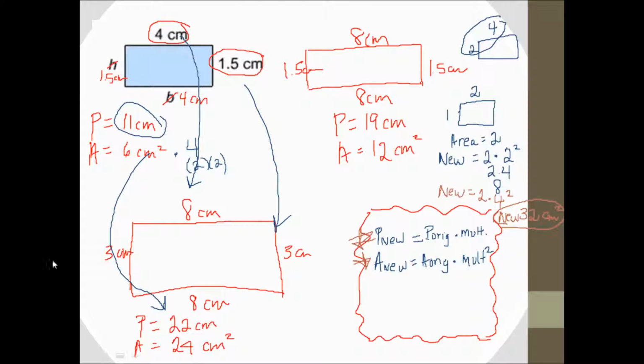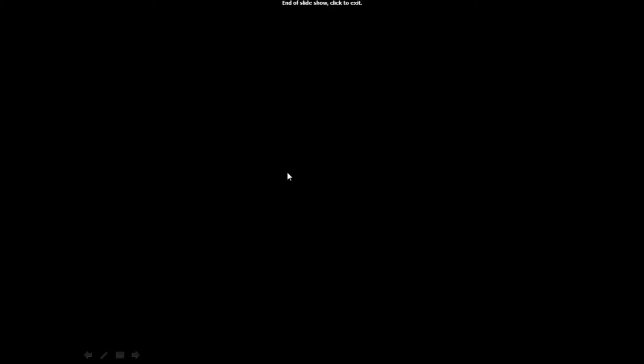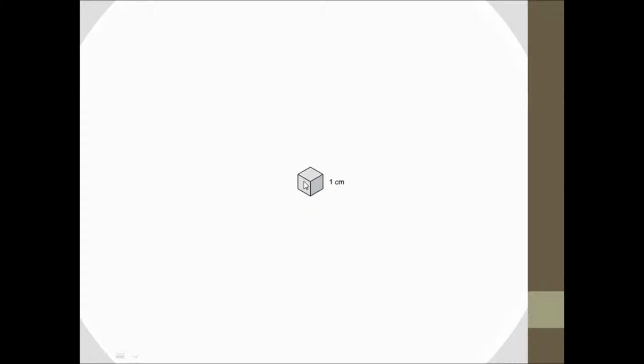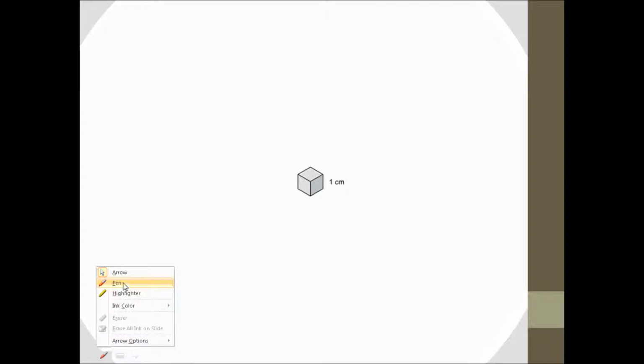Let's take a look at a 3-dimensional figure like a cube. All right, let me grab my arrow. So, let's go back. Can I move this thing? No. Okay, so what we're going to do, we're actually going to find the surface area and the volume of this 1 centimeter cube. So this 1 centimeter cube is 1 by 1 by 1.